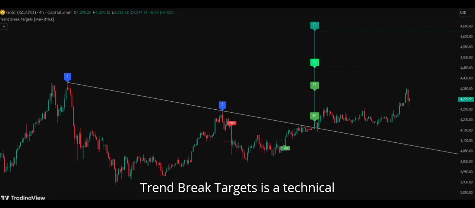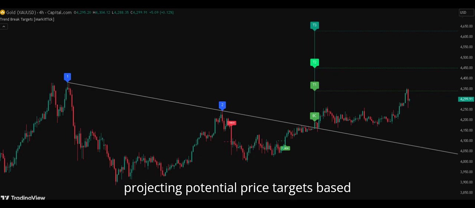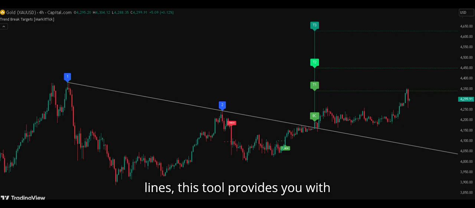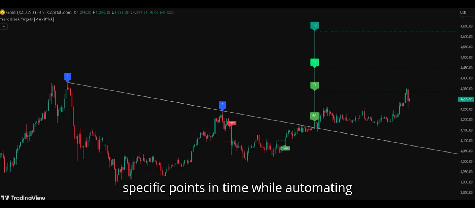Trend Break Targets is a technical analysis tool designed to assist traders in identifying trendline breakouts and projecting potential price targets based on market geometry. Unlike fully automated indicators that guess trendlines, this tool provides you with precise control by allowing you to manually pivot point the trendline to specific points in time, while automating the complex math of target projection and structure mapping.